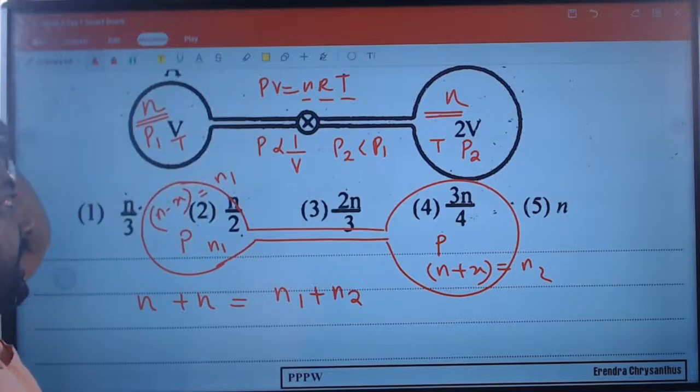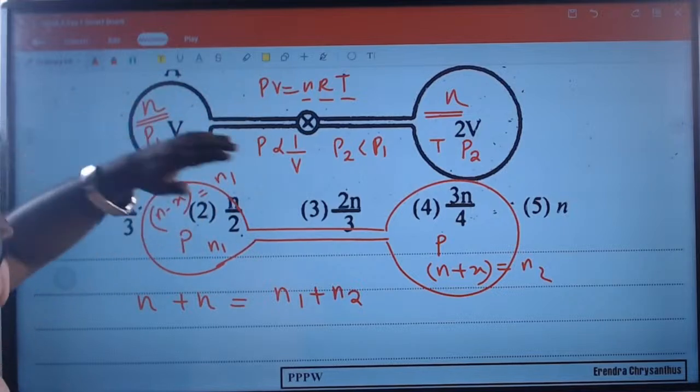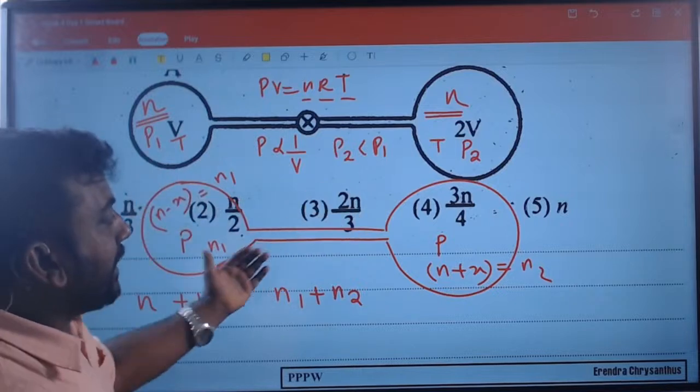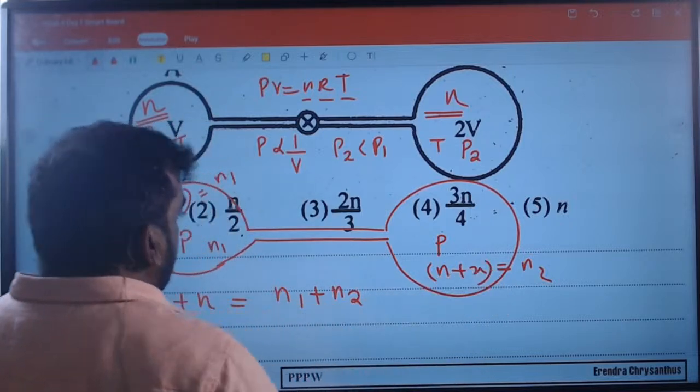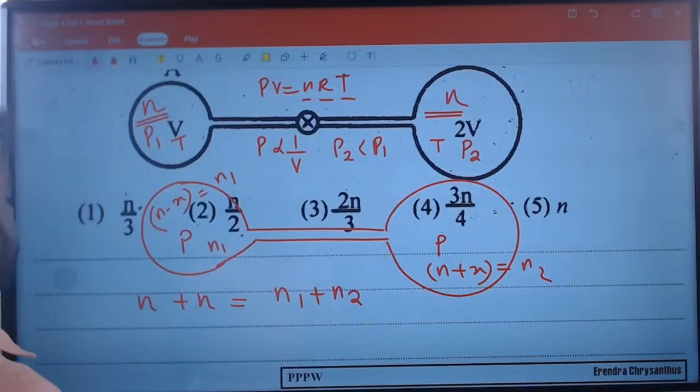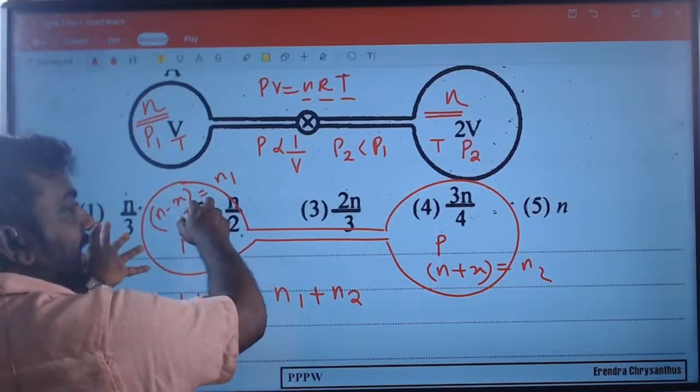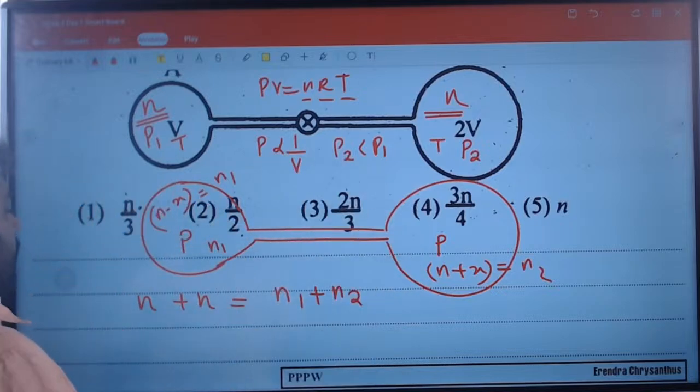Now when I open this, with high pressure and low pressure, gas will travel until the pressures are equalized. So they are asking how many moles of gas are leaving. So the final pressures are equal.